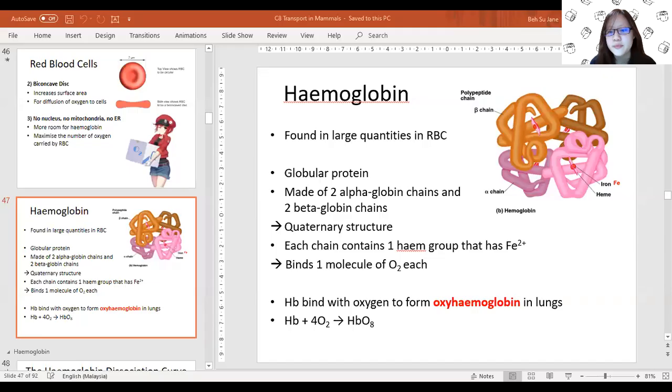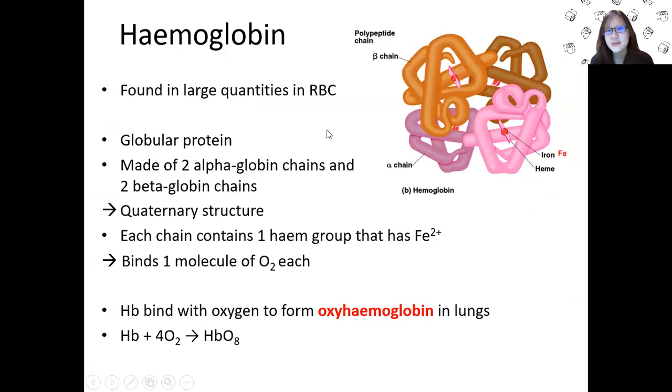Anyways, hello and welcome to Chapter 8, Part 1D about hemoglobin. Last video, we talked about the general structure of hemoglobin that you have learned so far, how it is found in large quantities in red blood cells. There are many of these molecules in red blood cells. They are polypeptides, specifically a globular protein made out of 2 alpha globin chains and 2 beta globin chains, and they can bind oxygen to form oxyhemoglobin in the lungs.